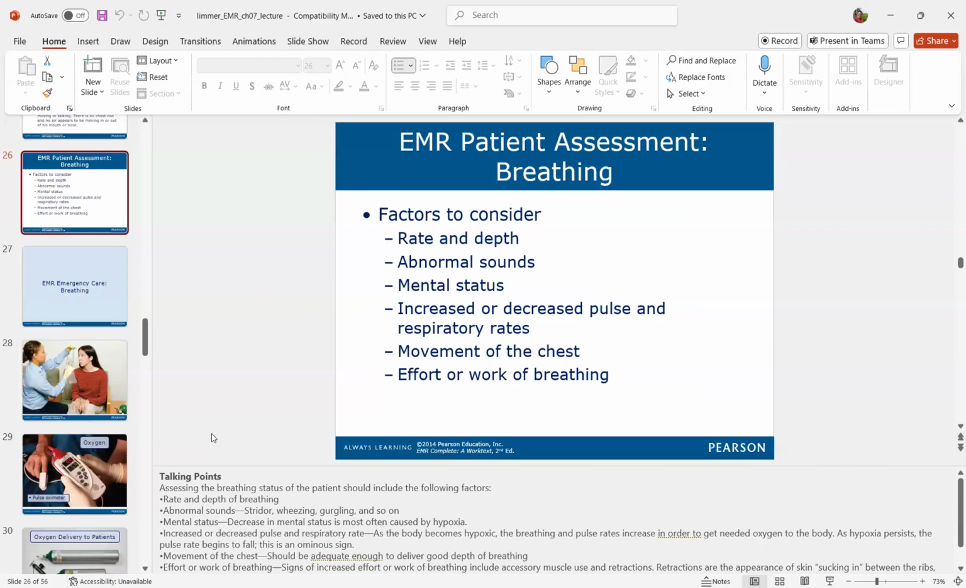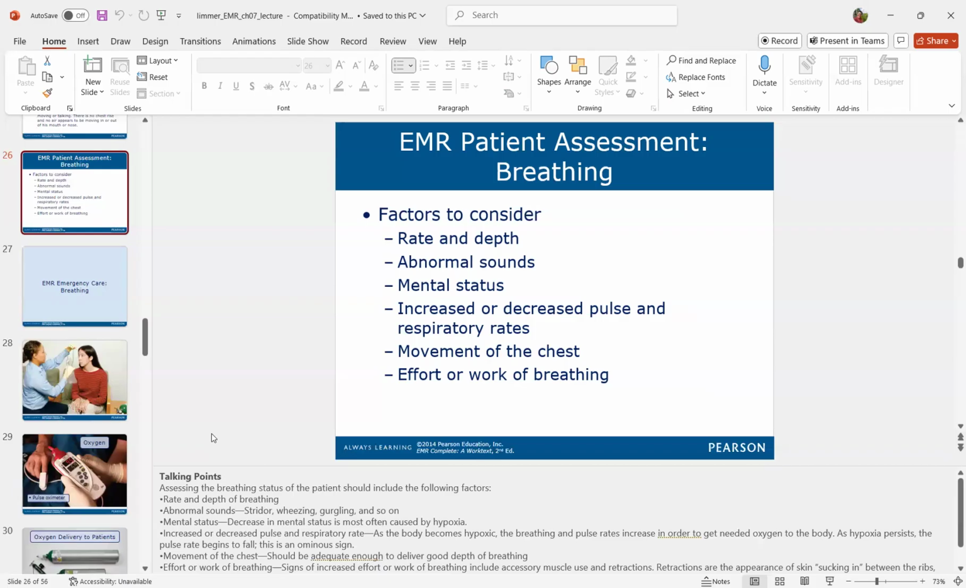Increase or decrease in pulse and respiratory rate. As the body becomes hypoxic, the body loses oxygen. The breathing and pulse rate increase in order to get that needed oxygen to the body, because blood is pumping around all this blood, right? As hypoxia persists, the pulse rate is going to start to fall, and that's kind of an ominous sign. So if they have a fast heart rate and a fast breathing rate, they're probably in some type of hypoxic crisis.